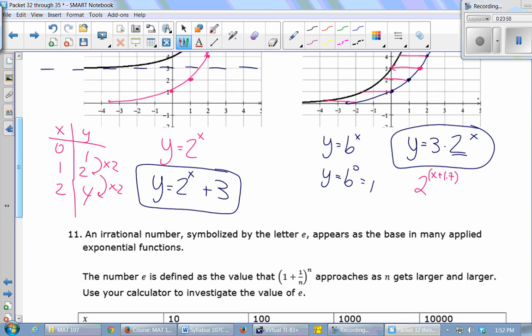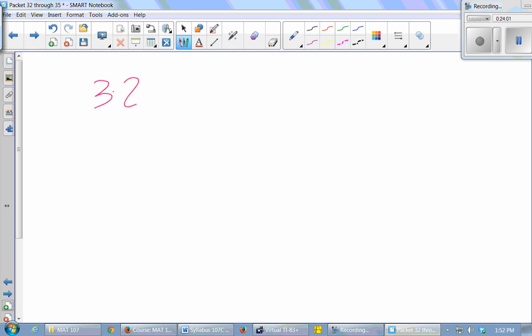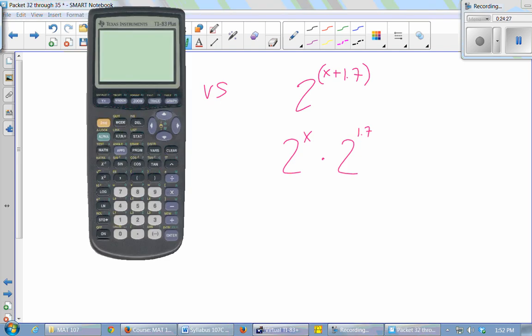Let me do it on a different page here. 3 times 2 to the x versus 2 to the x plus 1.7. Well, remember that rule that we learned a while back that if you're multiplying like bases, you can add the exponents? So I'm adding exponents here, right? So maybe I could write this like this. But then 2 to the 1.7 has got to be close to 3. Whatever that is, should be exactly 3, but I just estimated it.